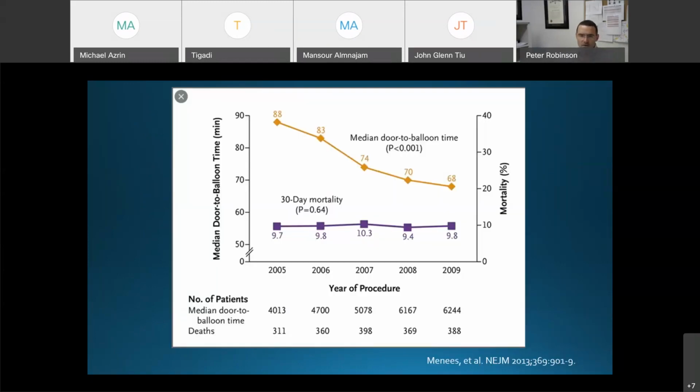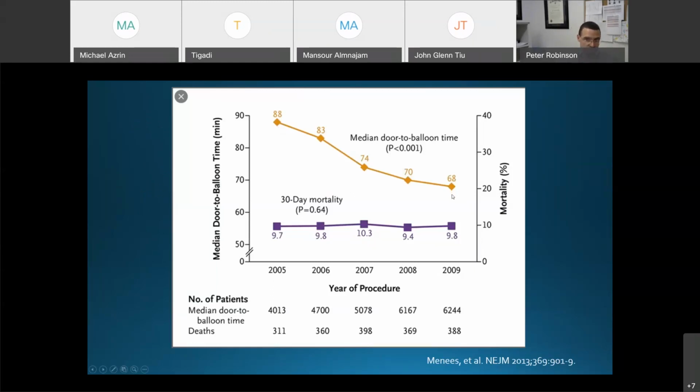So, rushing. Let's talk about rushing. This is another slide that I want you to burn into your brains. It shows how we have done a great job in the US from just 2005 to 2009, dropping our median door-to-balloon time from 88 minutes to 68 minutes. It's fantastic. It's really fantastic.